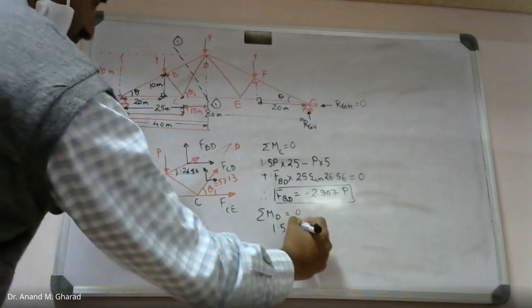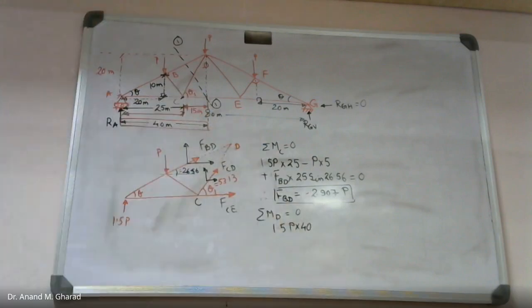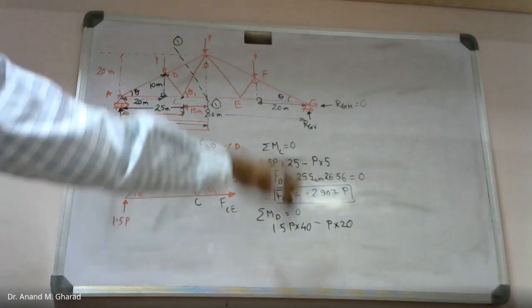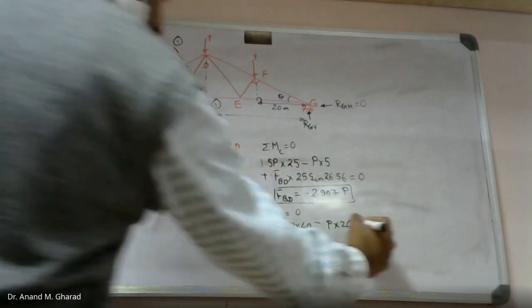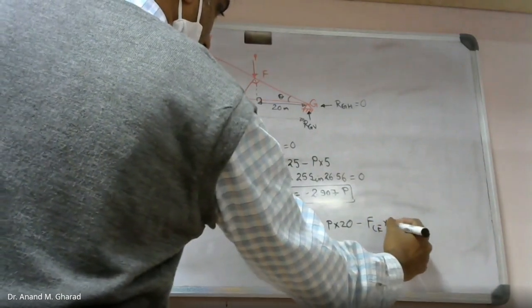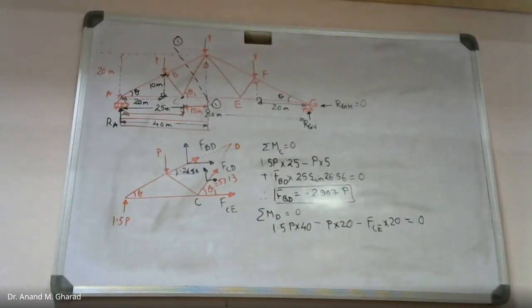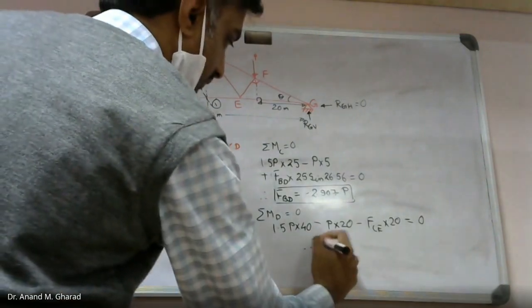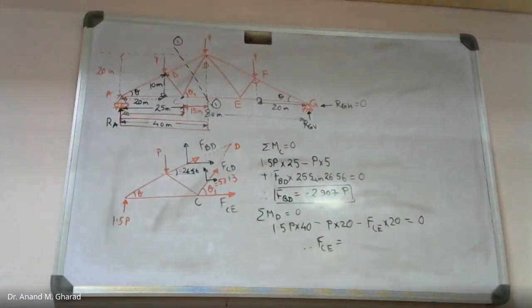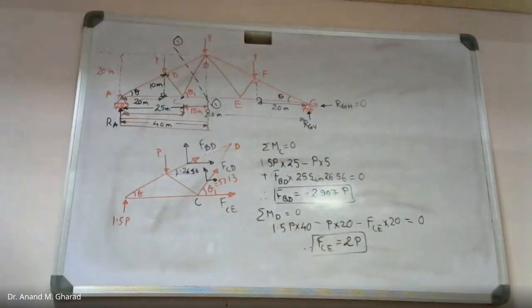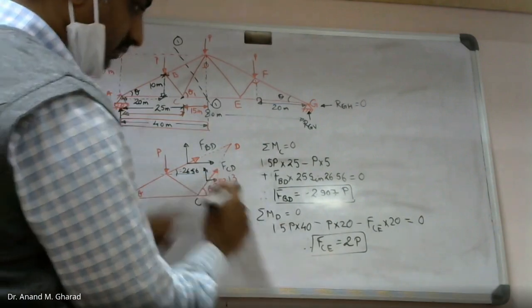into 40. So if I write the expression, this is my distance, minus P into 20. This will rotate about the point in the anticlockwise direction, and minus force in member CE into 20 equated to 0. Solve this. Is this okay? And therefore, force in member CE comes out to be, I'm getting it to be 2 times P. So if I write the expression over here, 2P.